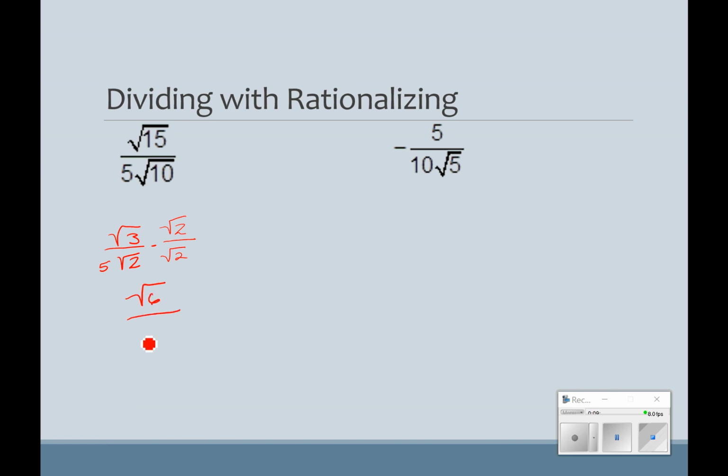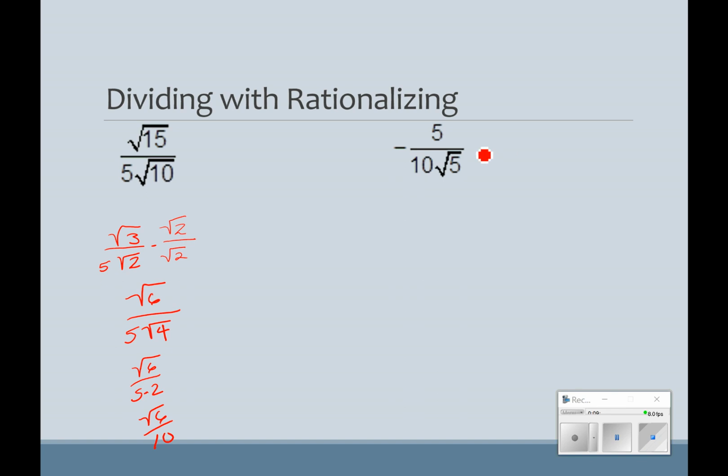Square root of 6 over 5 times the square root of 4. The square root of 4 is 2, so I'm going to get the square root of 6 over 5 times 2, which is 10. So the square root of 6 over 10. Now here's the deal. Whenever you multiply a square root by a square root, you get the number underneath the square root. So that's what we're going to do to rationalize.